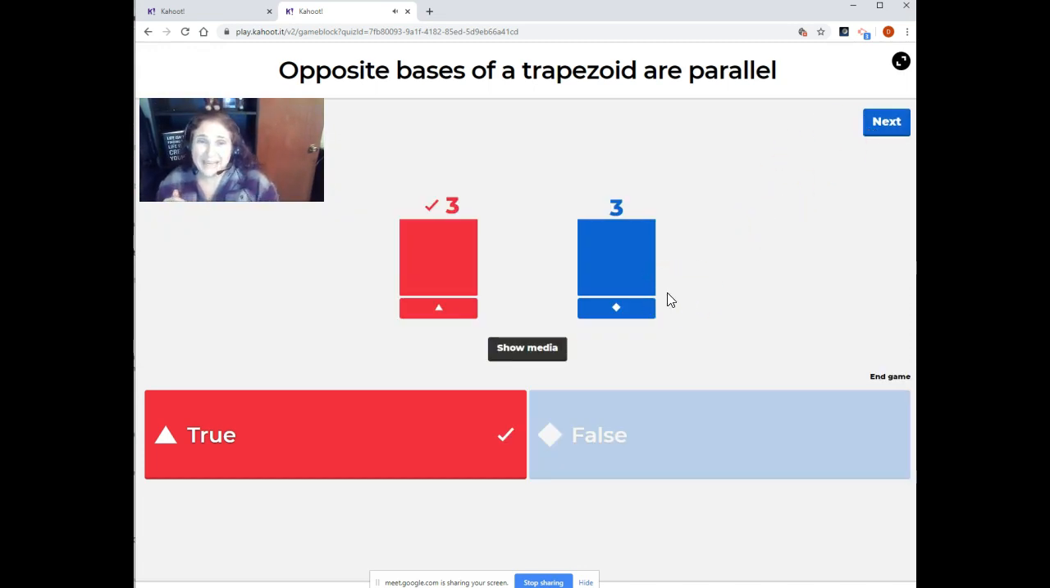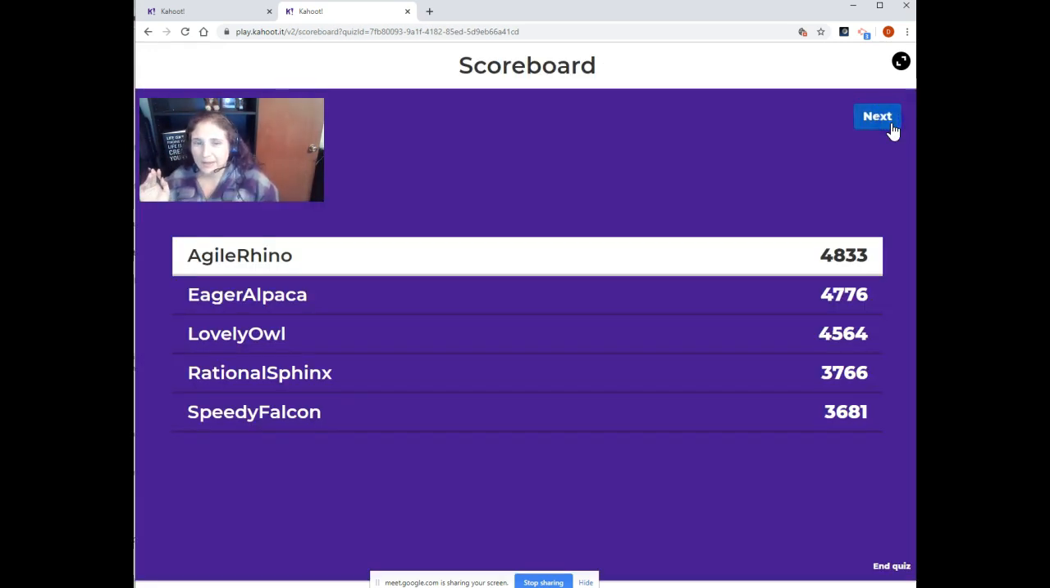That's true. Bases are the top and bottom, so those will always be parallel. Those diagonal sides won't necessarily be parallel. They will be congruent if it's an isosceles trapezoid, they'll have the same measure. But remember, a trapezoid is just a triangle with the top cut off. So, yeah, nope.